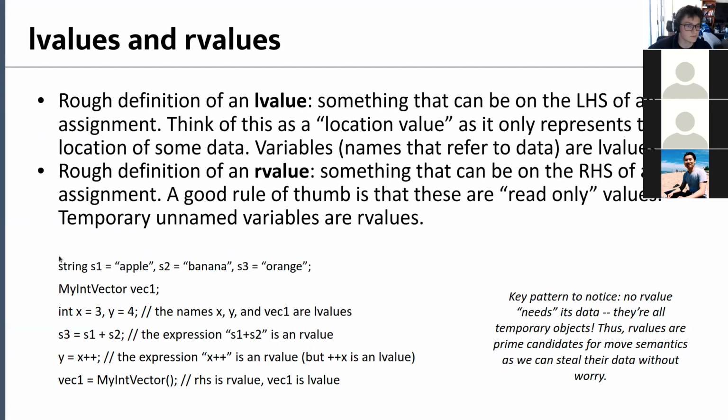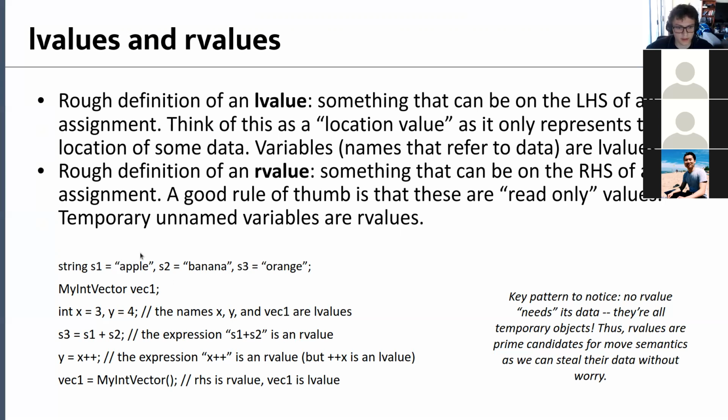Let's just go through this code here, and I can point out what are R values, what are L values, and hopefully that'll give you some idea of what these words mean. First thing I'm noting here is the right hand of this assignment is the string literal apple, and the string literal apple is an R value. It doesn't have a name or variable associated with it. It is just data. The rule of thumb is important here: it's a read-only value. If we try to assign something to the string literal apple, nothing would happen. That's definitely not valid. You can't store something in a temporary object.